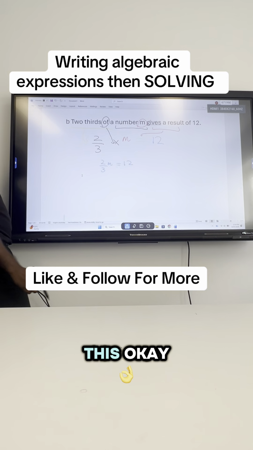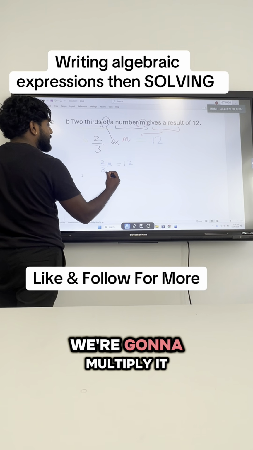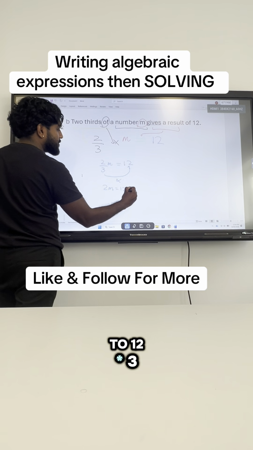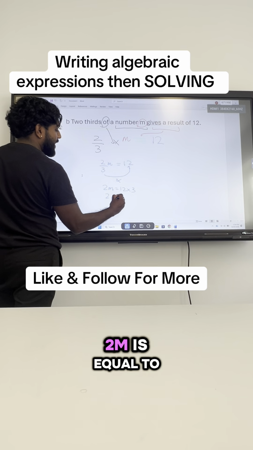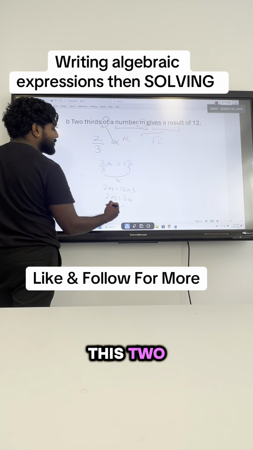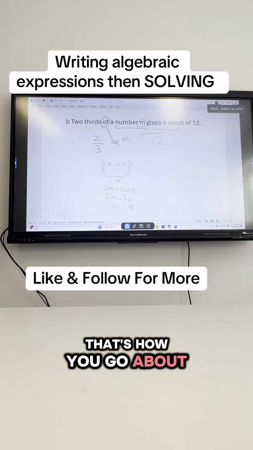Now we need to solve this. Okay, how do we solve this? How do we bring the 3 to this side? We're going to multiply it. So 2m is equal to 12 times 3. 2m is equal to 36. M, how do we get rid of this 2? We're going to divide. M is equal to 18. And that's how you go about that question.